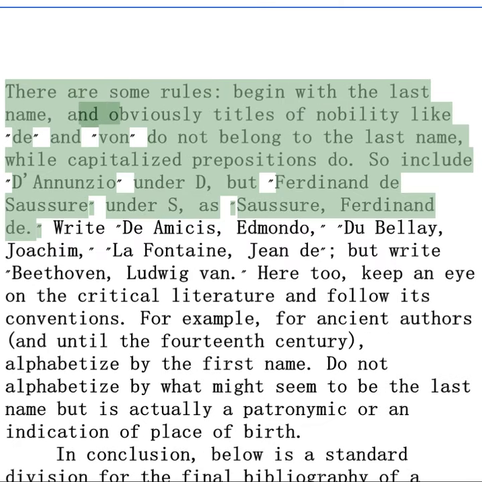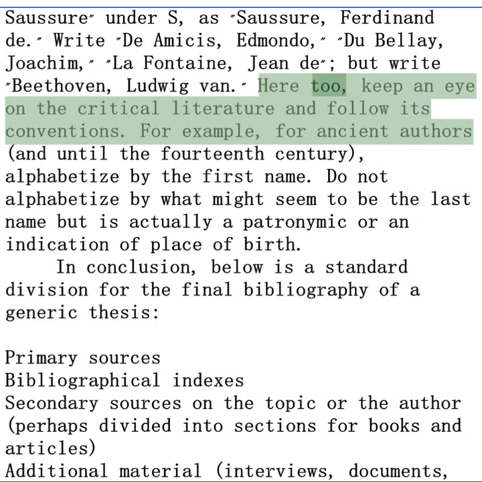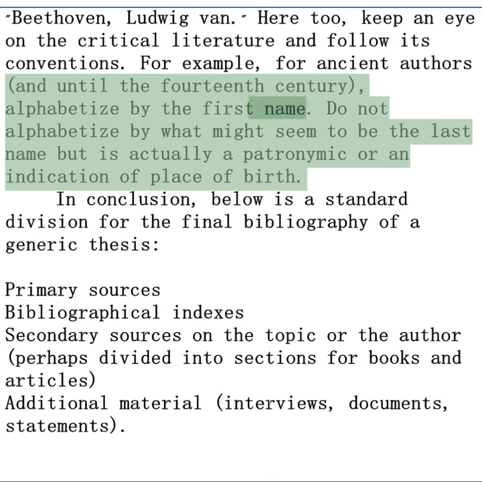Begin with the last name, and obviously titles of nobility like de and von do not belong to the last name, while capitalized prepositions do. So include D'Annunzio under D, but Ferdinand de Saussure under S, as Saussure, Ferdinand de. Write de Amicis, Edmondo, du Bellay, Joachim, La Fontaine, Jean de, but write Beethoven, Ludwig van. Here too, keep an eye on the critical literature and follow its conventions. For example, for ancient authors, alphabetize by the first name.